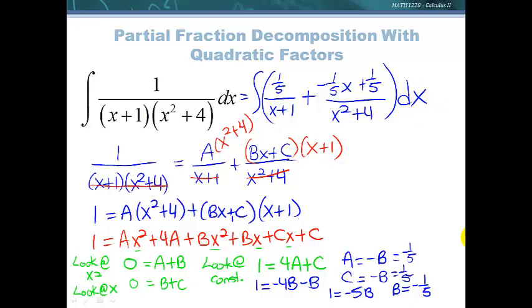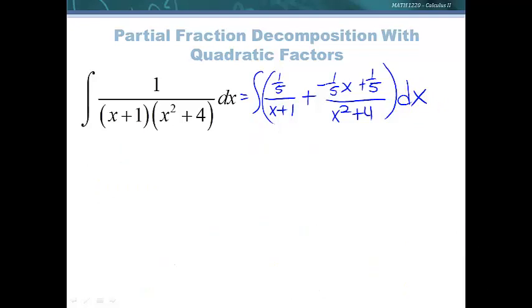Now I'm going to get rid of my partial fraction work so we can see about finishing this integral. As I look at this to integrate, I can handle this first term. That's going to be 1/5 times the natural log of x plus 1. But what am I going to do with this?